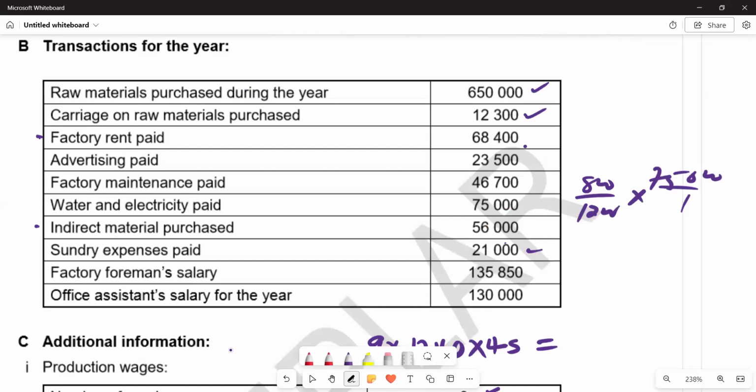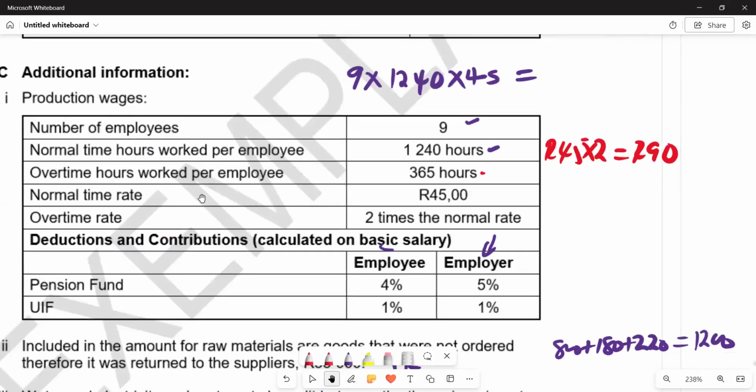So if you come here, you see that after some expenses, we've got factory foreman salary, 135,850. We take it as it is and take it there, this one. And then we check again if we have got anything that is still pending.